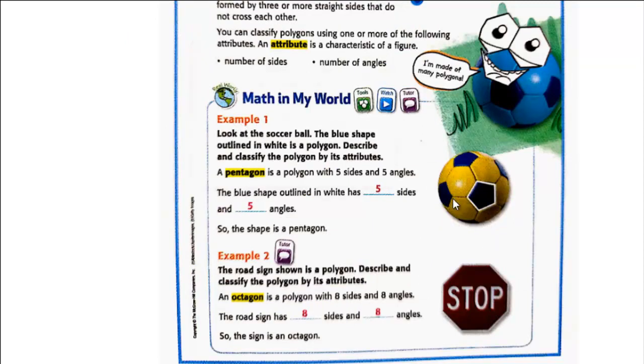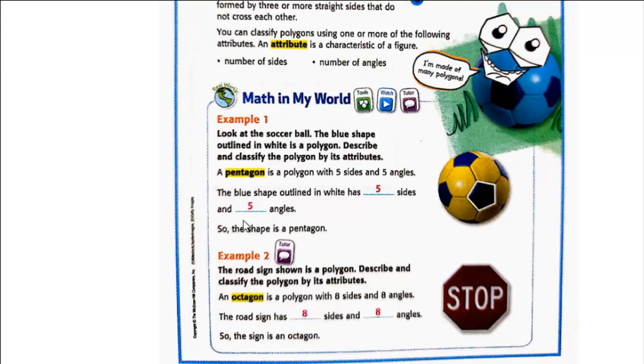Here, look at the circle ball. The blue shape outlined in white is a polygon. Describe and classify the polygon by its attributes. This polygon is called a pentagon. A pentagon is a polygon with 5 sides and 5 angles. So here, the blue shape outlined in white has 5 sides. Let's count how many sides here. 1, 2, 3, 4, 5. 5 sides.